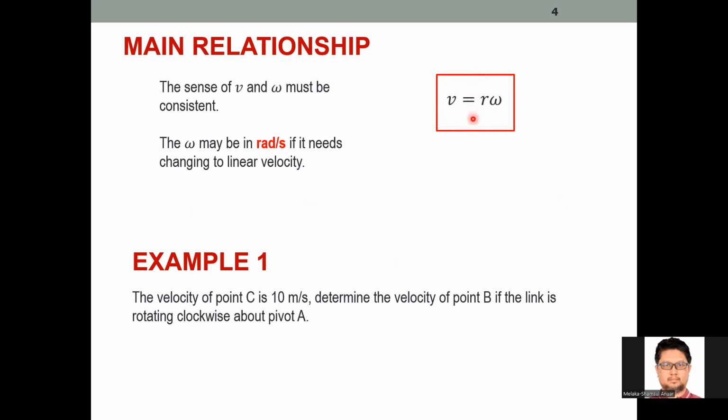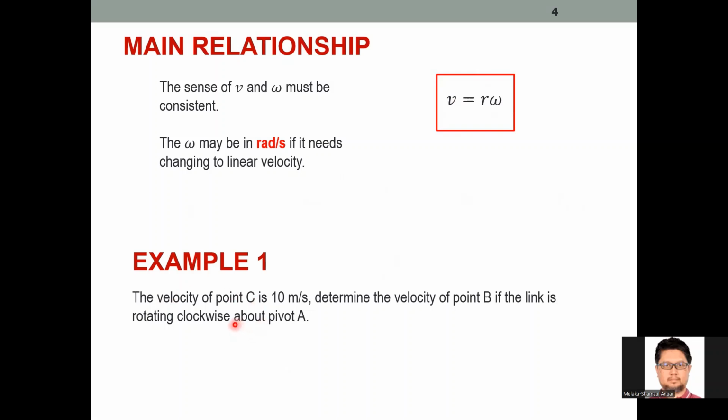In this, the preferred unit for omega is radian per second. In this situation, V is probably in meter per second, so R is in meter, and omega must be in radian per second. A radian is kind of like unitless.